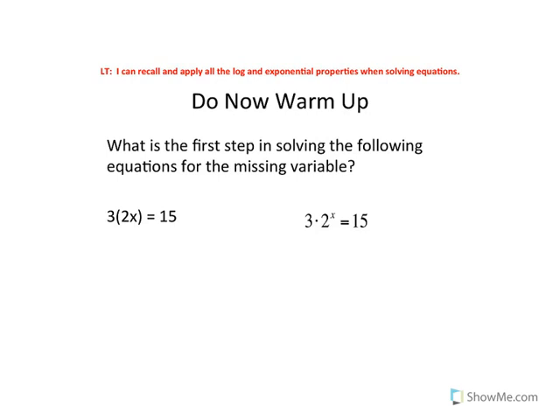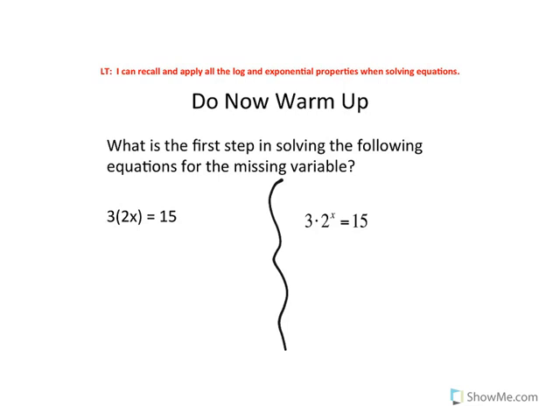So to just start us out here, I want us to just kind of get our feet wet. It's been a while since we've maybe solved equations heavily. And so I want to know, what is the first step in solving each of these equations for their missing variable? Starting on the left-hand side, we've got 3 times 2x equals 15. Now, some of us would distribute the 3 and get 6x equals 15, which is totally fine if you did that. And then you would divide by 6 on both sides. That is completely accurate.